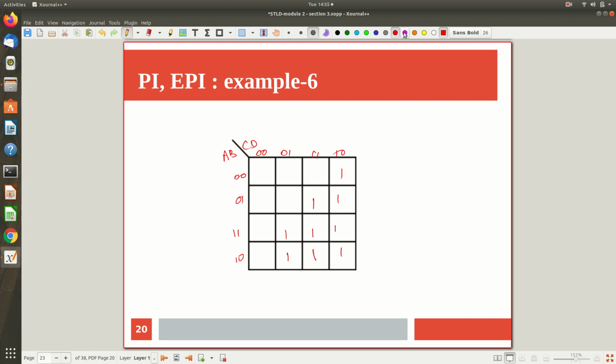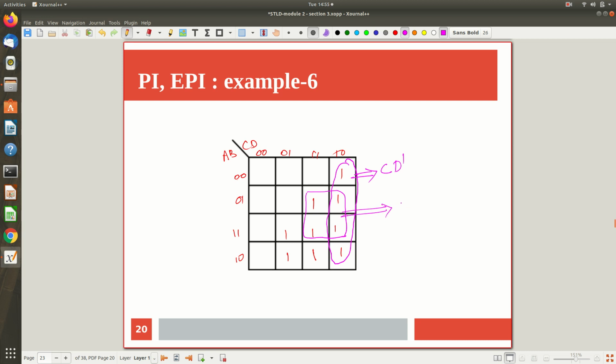Now I am trying to see the grouping. I can see the largest grouping possible is this one. Is it essential? That is my question. You can see this one is covered only by this. So I can directly write it: A and B vanish and it is C D dash. Now what else? You can group these 4 ones, and something is making it essential, this one, right?